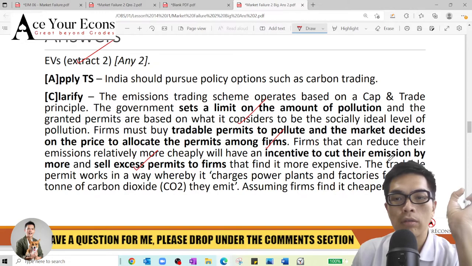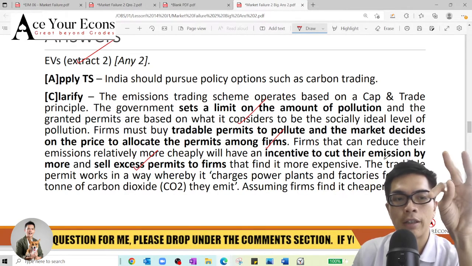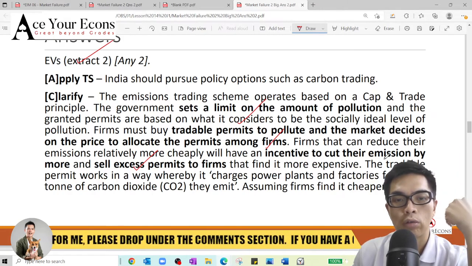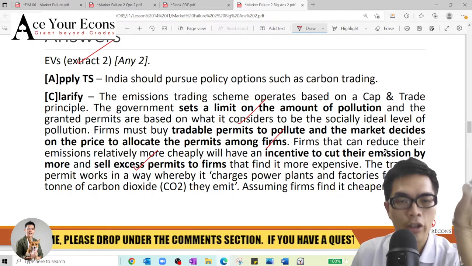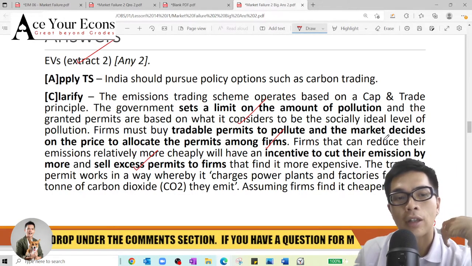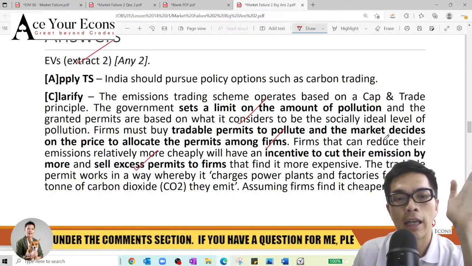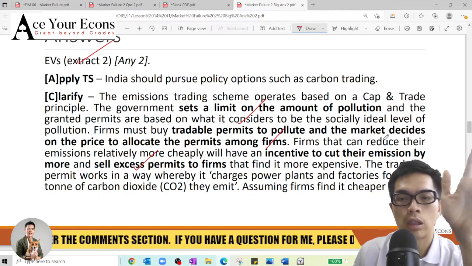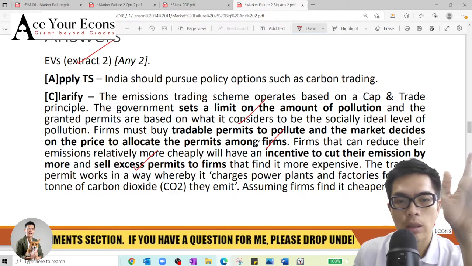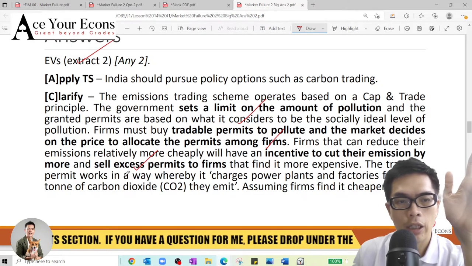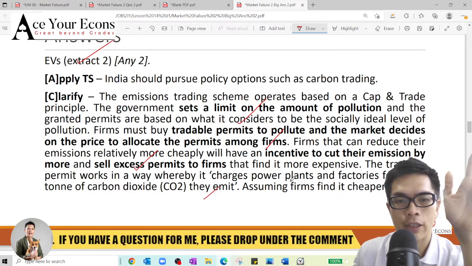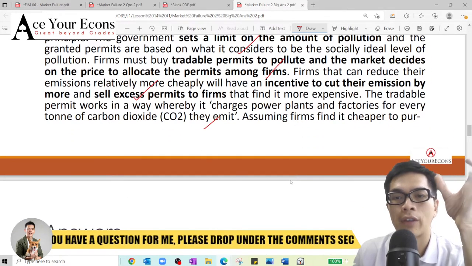Let me repeat, especially for cleaner firms: if they find that it's easier to cut emission through more efficient production means, this will strengthen their incentive to cut emission, and they can sell the excess permits to the dirty firms. This is where you can see the tradable permit works in such a way that it charges power plants and factories for every ton of CO2 that they emit. This is what I mean by contextualization.